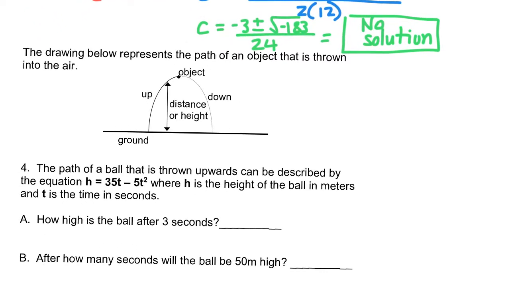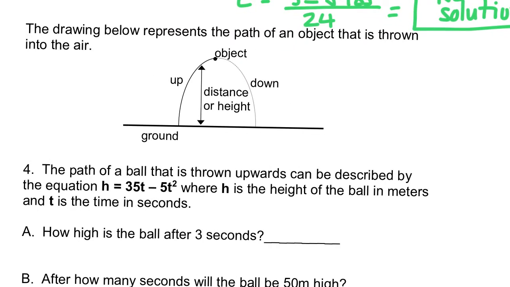Now let's look at some application problems. The drawing below represents the path of an object that is thrown into the air. This drawing represents what a quadratic equation looks like. Now in number 4 it says the path of the ball that is thrown upwards can be described by the equation h equals 35t minus 5t squared, where h is the height of the ball in meters and t is the time in seconds.